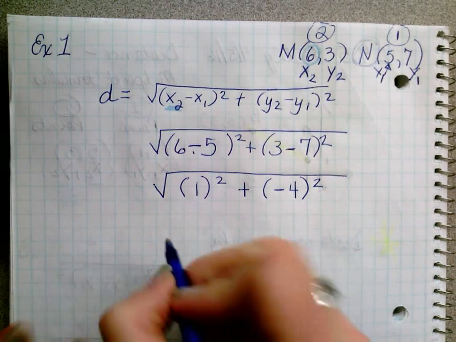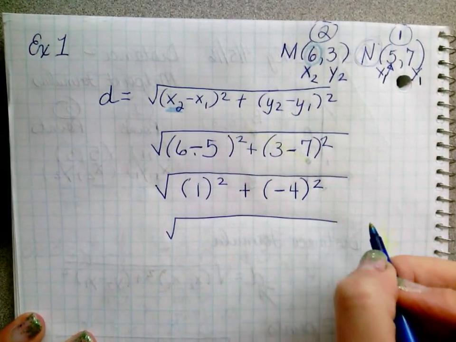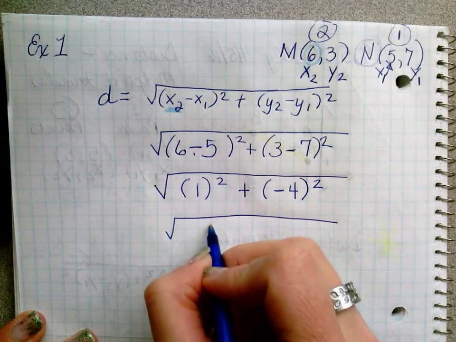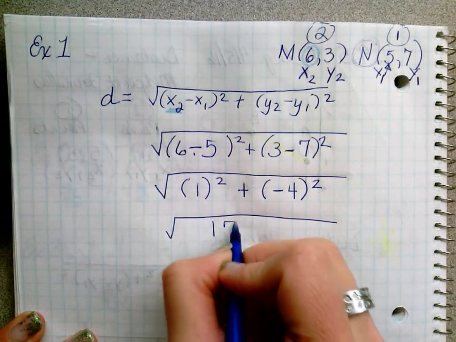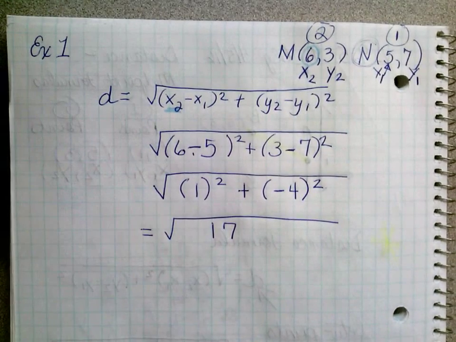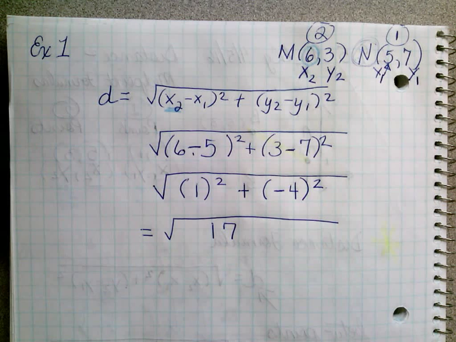That's why it works. So 1 squared plus 4 squared is going to be 16, right? Plus 1 is 17. So the square root of 17 is the distance. Can that be simplified, despite my big long line? No. It's a prime number. No perfect square factors can be pulled out.